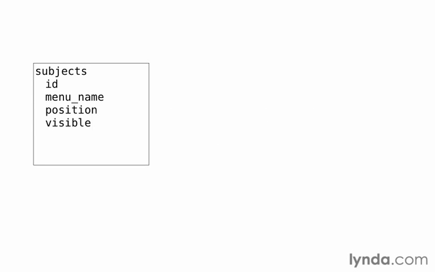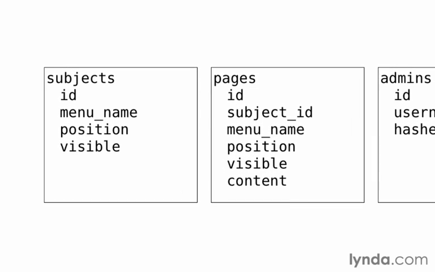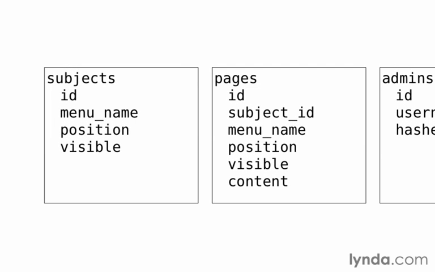In our data model, we're going to have three tables. We're going to have subjects, we're going to have pages, and then we're going to have our admins. So for subjects, you can see that we have our ID, that's the primary key, the unique value for finding any subject. Then we'll have its menu name, the common name that the user will see, its position so that we can sort them in a certain order, and then a visible Boolean that determines whether or not the subject is visible to the public.